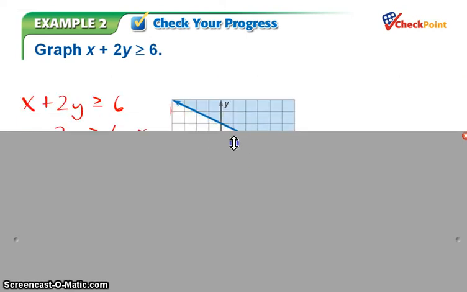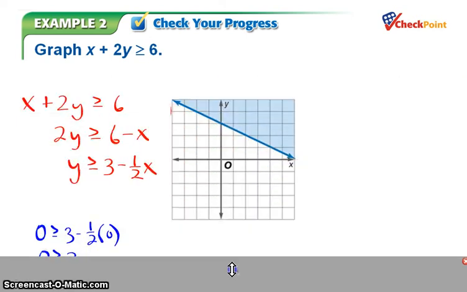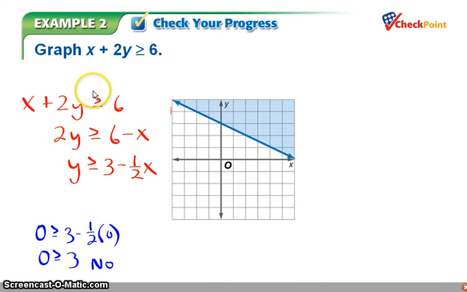You're shading half of the plane. Okay? All right, go ahead and pause the video and try this one on your own. Okay, let's see how you did. First thing you had to do was change it to slope-intercept form. So if we subtract x, then divide through by 2, you should get y is greater than or equal to 3 minus 1/2 x.